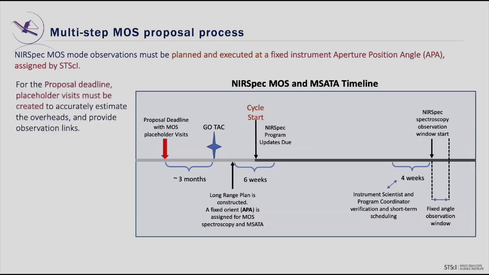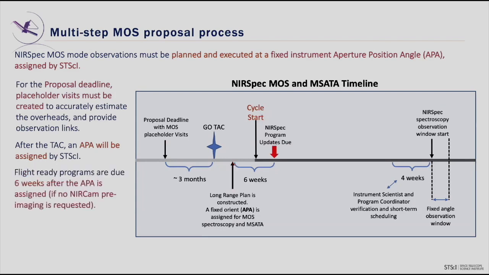So the way it will look is as shown in this timeline. For the proposal deadline, the observer will submit placeholder visits for the NIRSpec observations, and they will use the MSA Planning Tool to help accurately estimate the overheads and provide any observation links that are needed in order to put them into the long-range plan. The long-range plan is constructed from those successful programs, and at that point in time, the aperture position angle is assigned to those programs. Following that 6-week period after the assignment of the APA, NIRSpec program updates are due.